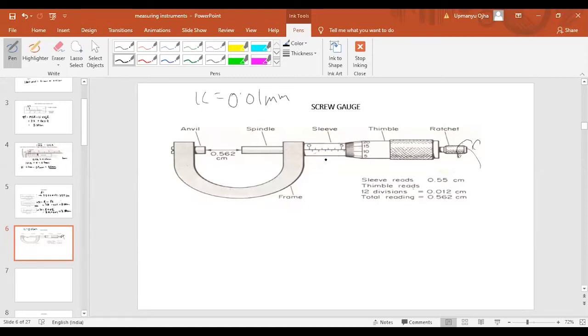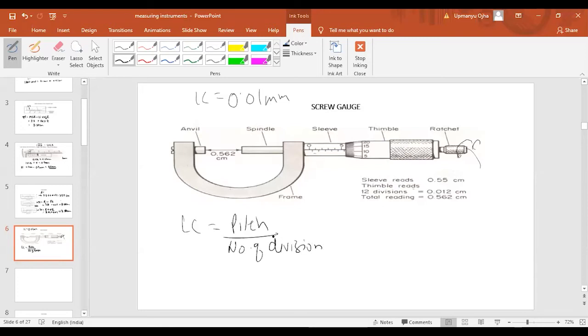This is the main scale. Now, to take the reading of the instrument, again we have to find the least count of the instrument. The least count of the screw gauge is given by pitch divided by number of divisions.